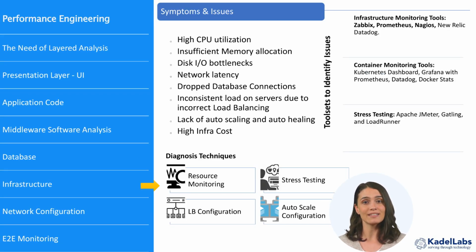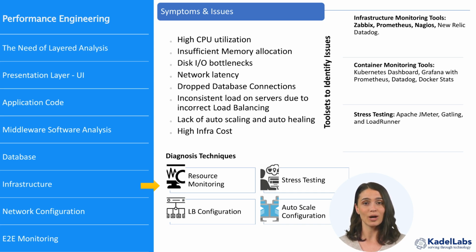Having covered the database, let's now explore the infrastructure layer. Infrastructure performance issues can manifest in various ways. High CPU utilization and insufficient memory allocation will cause applications to slow down or even crash. Disk I/O bottlenecks are also a significant concern, as slow read or write operations can create processing delays across your entire system. Inconsistent load on servers, often due to incorrect load balancing, can result in some servers being overwhelmed while others remain underutilized, leading to uneven performance.